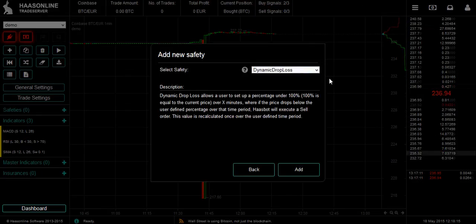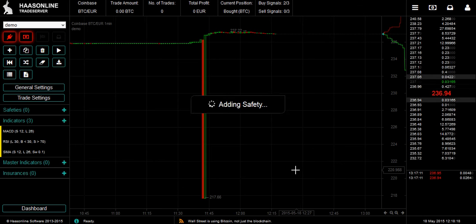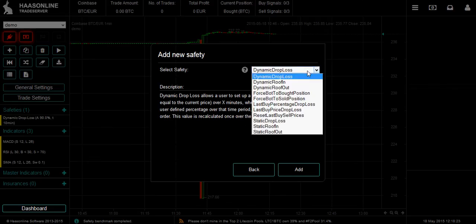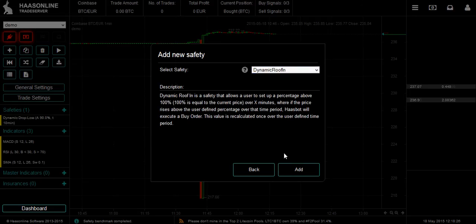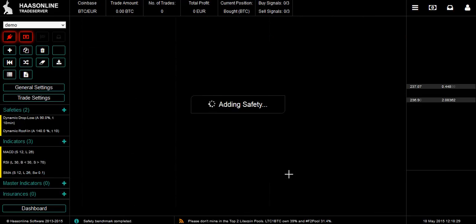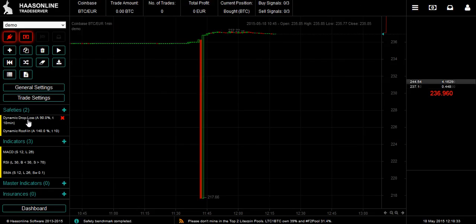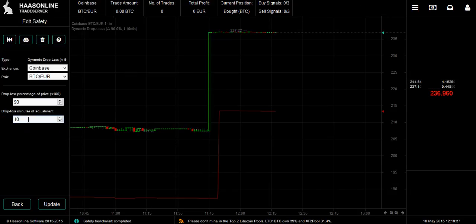So the dynamic stop loss is very similar to a so-called trailing stop order, if you've ever traded before. And we're going to use the dynamic roof in. It's the same idea as the static stop loss and the static roof in. However, it's calculated differently. Instead of a static price, we're going to recalculate this.